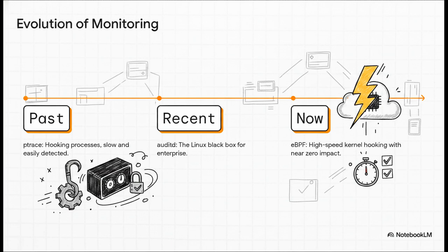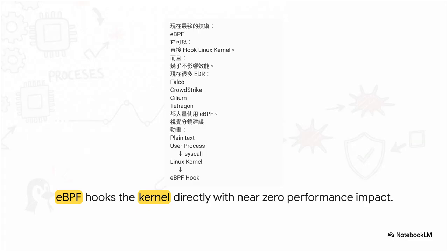Finally, we arrive at the modern king of monitoring, eBPF. The absolutely crucial point to understand here is that modern advanced EDRs, tools from heavy hitters like CrowdStrike, Cilium, Tetragon, and Falco, rely heavily on eBPF. eBPF is revolutionary. It allows us to run sandboxed programs directly inside the operating system kernel. It hooks into the Linux kernel right at the system call level with almost zero performance impact. When a user process makes a system call, the eBPF hook catches it instantly, analyzes it, and sends it straight to the EDR engine for behavioral analysis before the system even blinks. It's a total game changer.